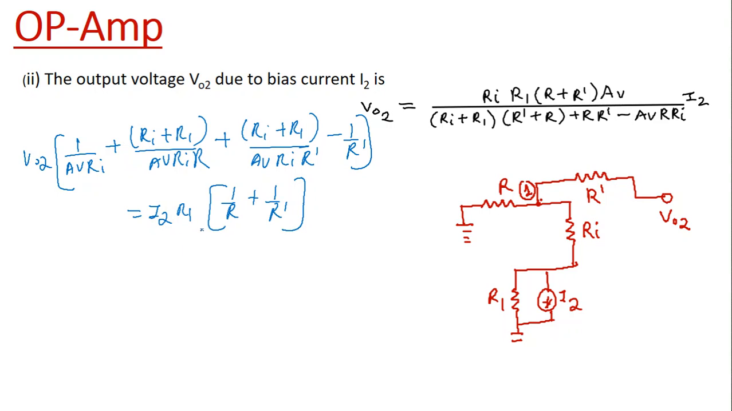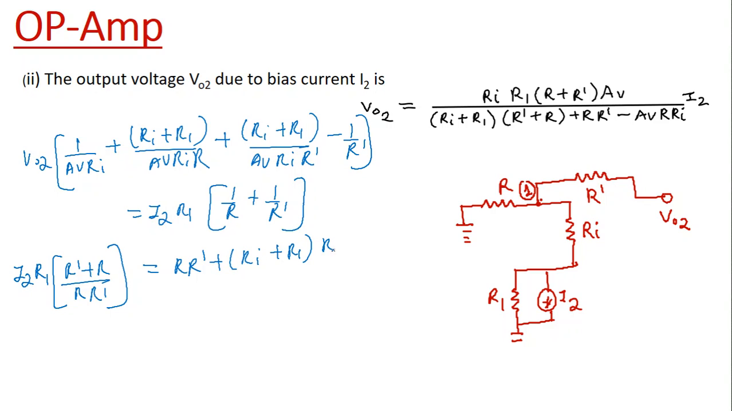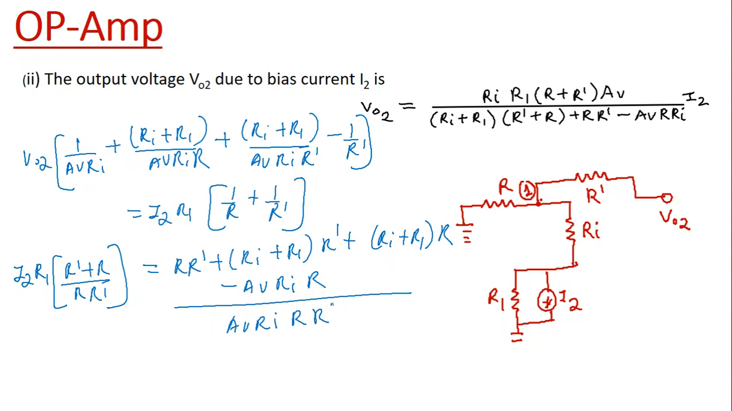So this is the equation which we are getting. When we take the LCM of this equation, we get I2 R1 multiplied by (R dash plus R) divided by R dash is equal to (R dash plus Ri plus R1) into (R dash plus Ri plus R1) into R minus AV Ri into R, divided by AV Ri R into R dash.